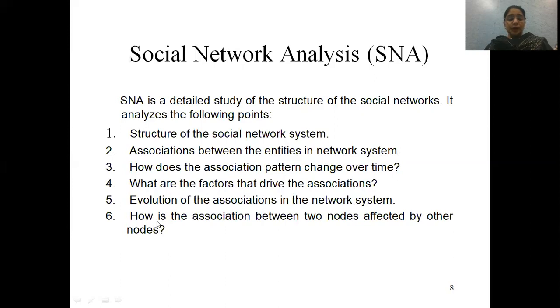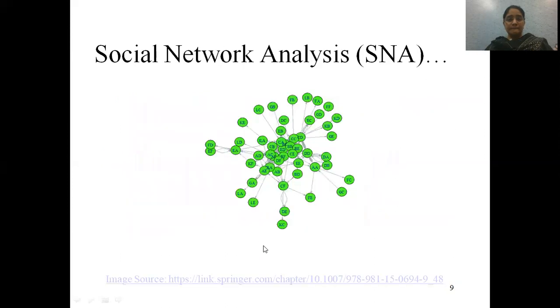We can go for how the association between the two entities is affected by the other nodes. This is the diagram of a social network. In this, two things are there: the entities, the nodes, and the association between the nodes. This part is the dense part because so many links are there. So this is the diagram we have in a network, and we will analyze this type of diagram.